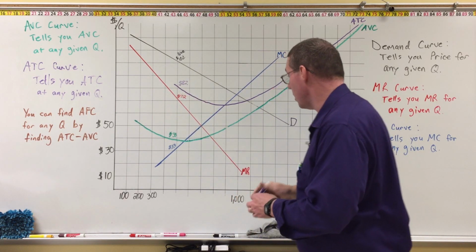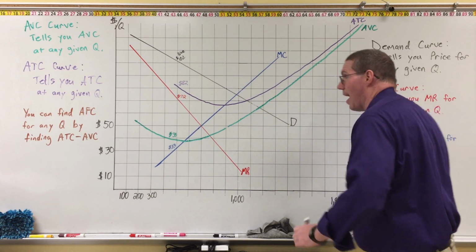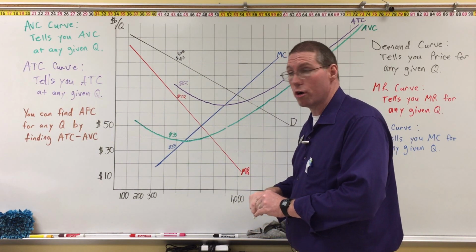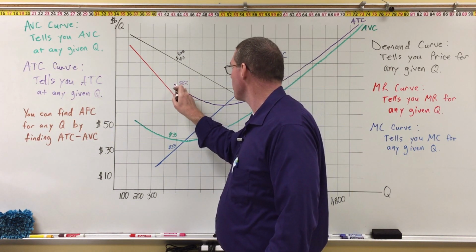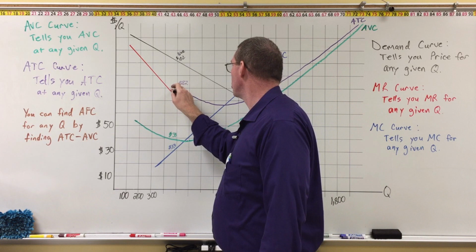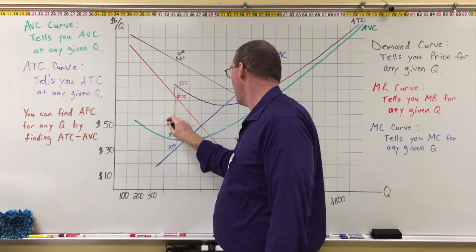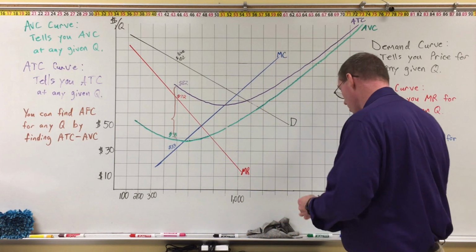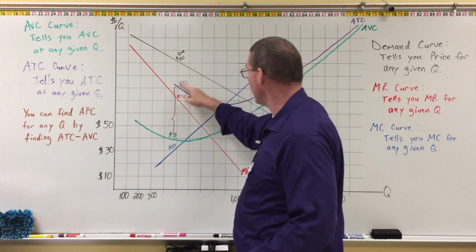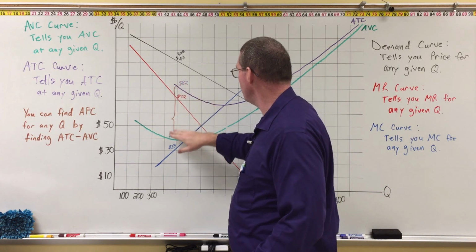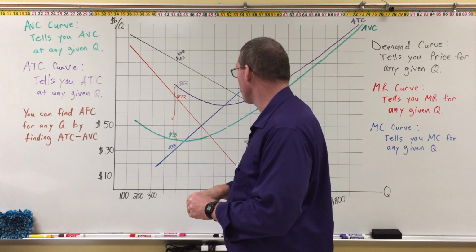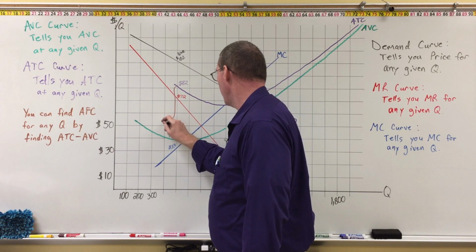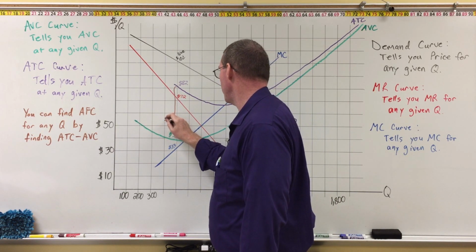And now lastly, we need to identify the average fixed cost. And even though there is no average fixed cost curve, we know that average fixed cost is the difference between average total cost and average variable cost. So all we have to do is do the 82 minus the 38, and 82 minus 38 is going to be 44. So at a quantity of 500, average fixed cost is going to be $44.